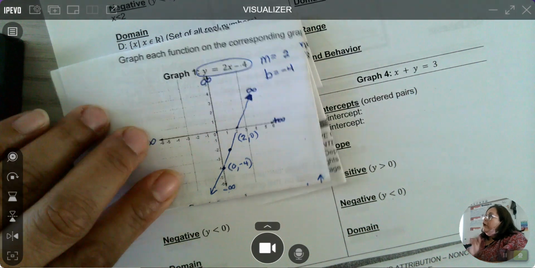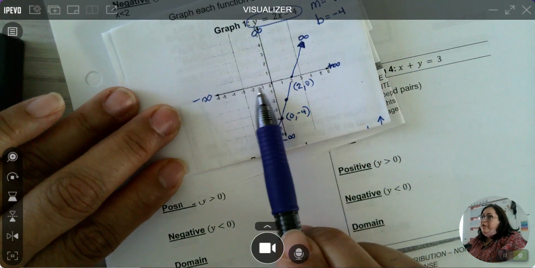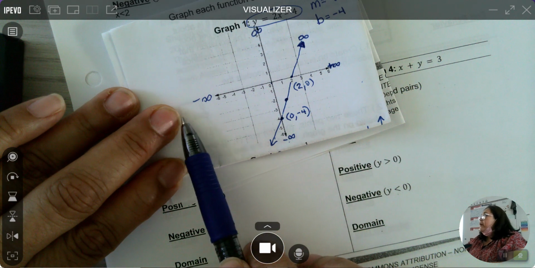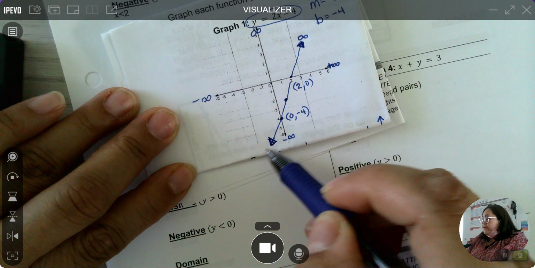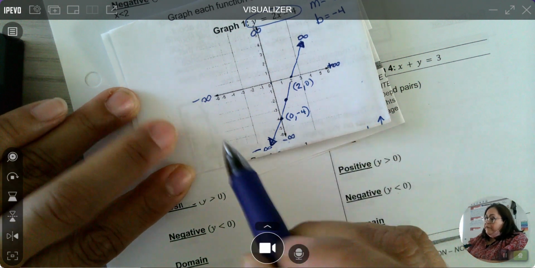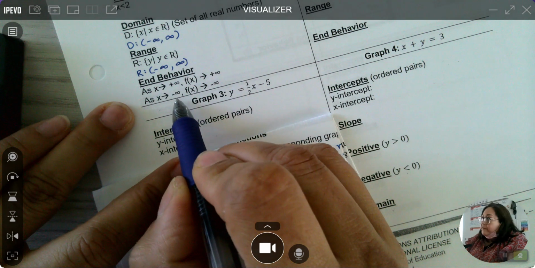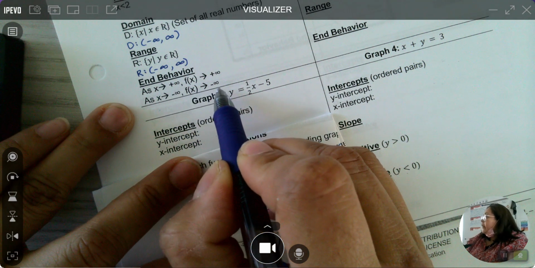Now what about the other end of the function? What happens when your x's become more negative? What happens to the y's? They become more negative because it's going down. See? That's the end behavior. So they write it down. As x goes to negative infinity, the function values also become more and more negative.